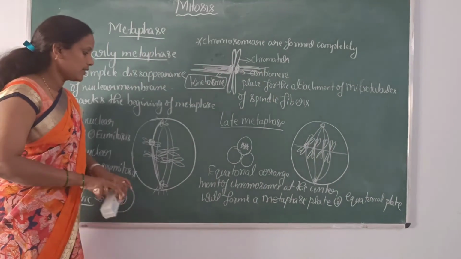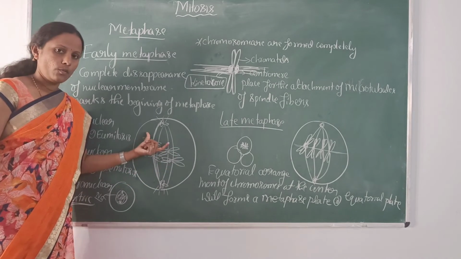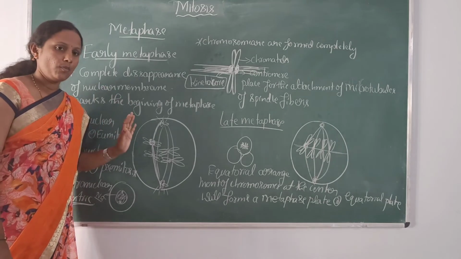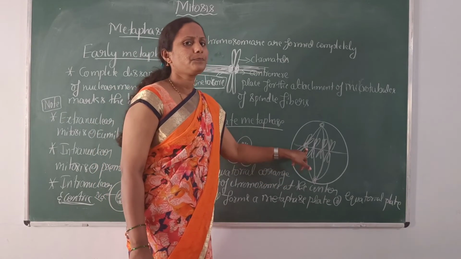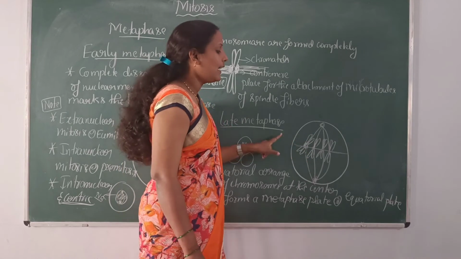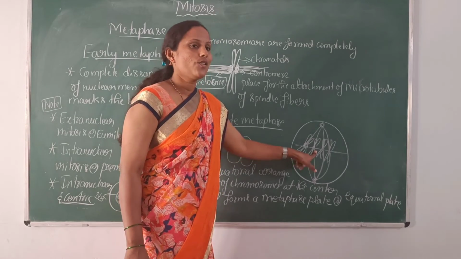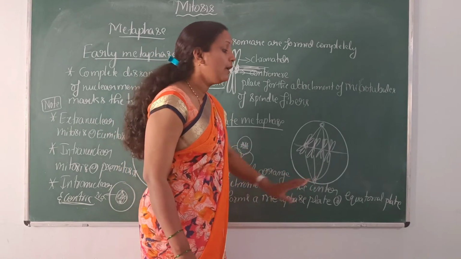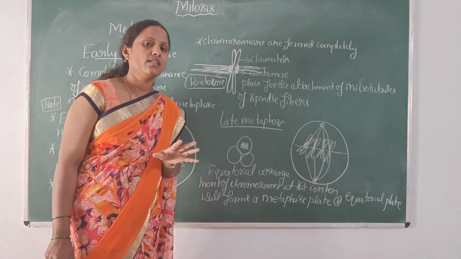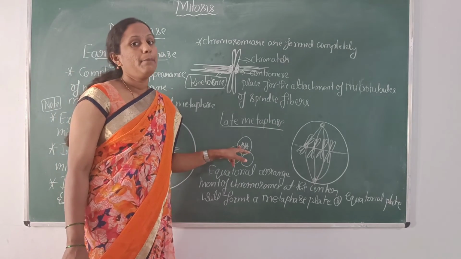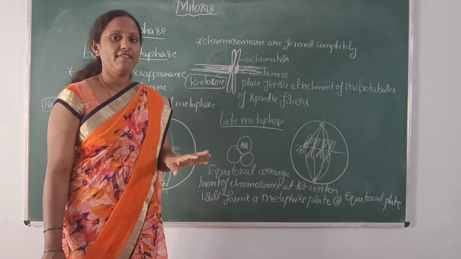So just you can understand now, at the early metaphase there is a complete disappearance of the nuclear membrane. Hence, the chromosomes are spread in the cytoplasm. By the late metaphase, all of the chromosomes of a cell get arranged at the equatorial region, or at the center of a cell. The structure is referred to as the metaphase plate or the equatorial plate. Why are we referring to it like this? Because when you observe a cell in metaphase under the microscope, it just appears like a plate present at the center of the cell. That's why we refer to it as an equatorial plate or the metaphase plate.